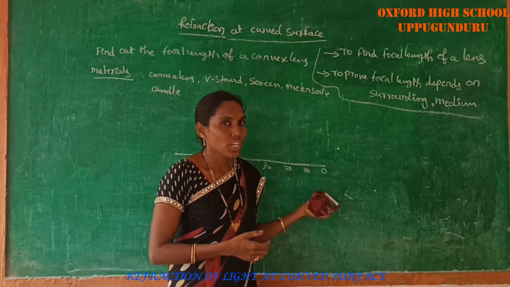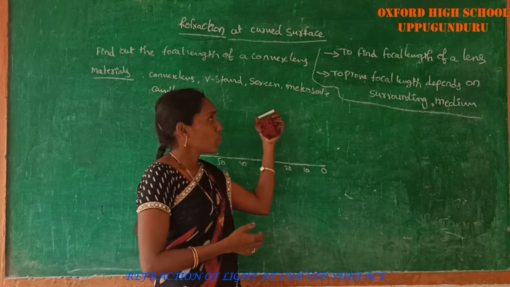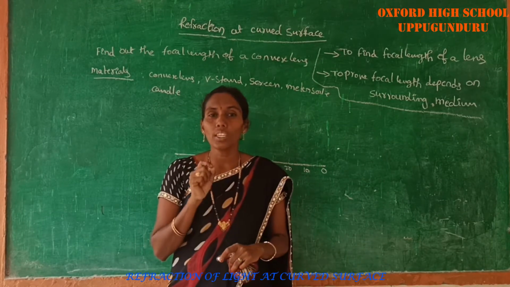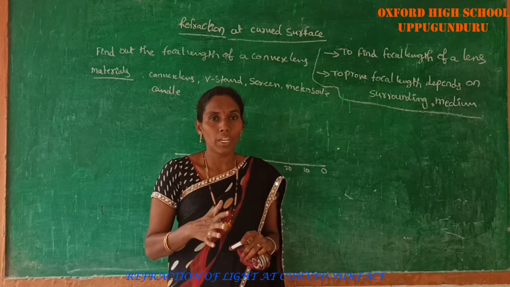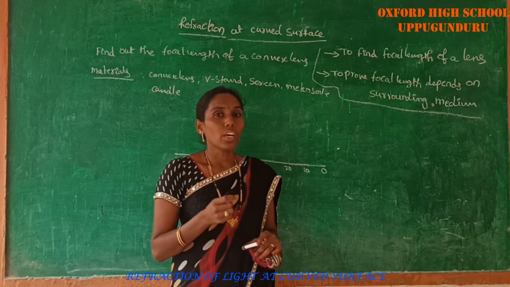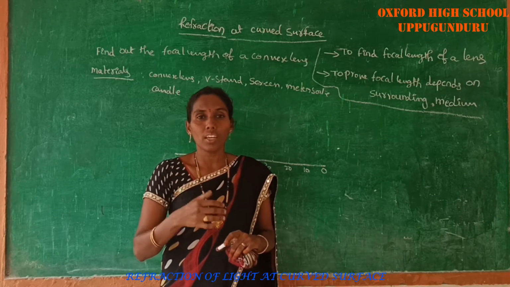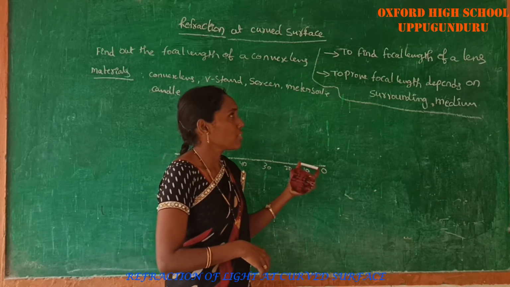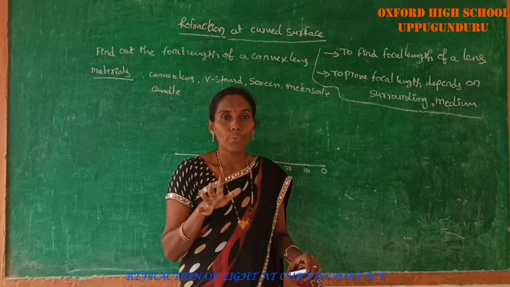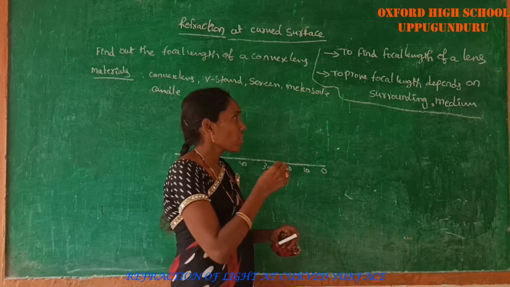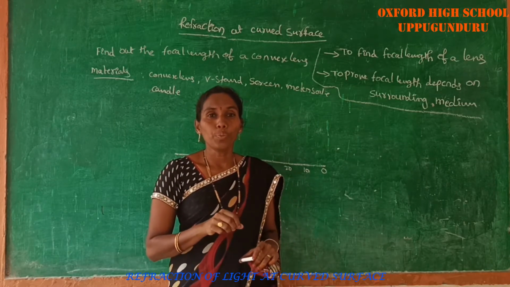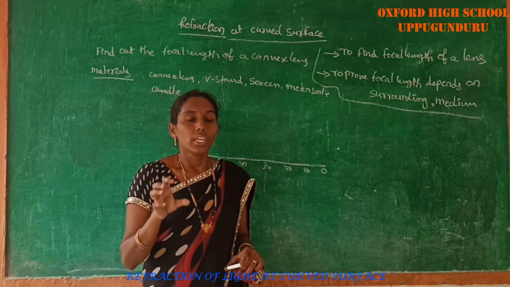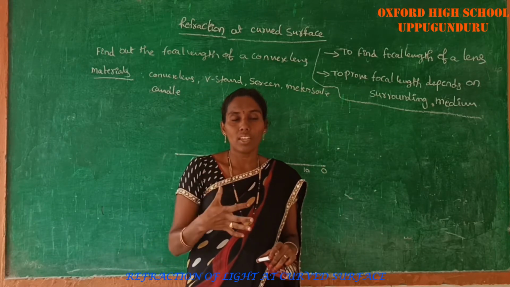In this session, I will explain how to find the focal length of a lens and how you can prove that the focal length of a lens depends on the surrounding medium, that is, the focal length of a lens increases when it is kept in water. The first activity is how to find the focal length of a lens experimentally, and the second activity is how to prove this.